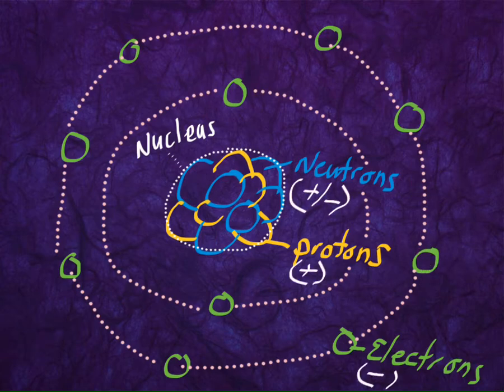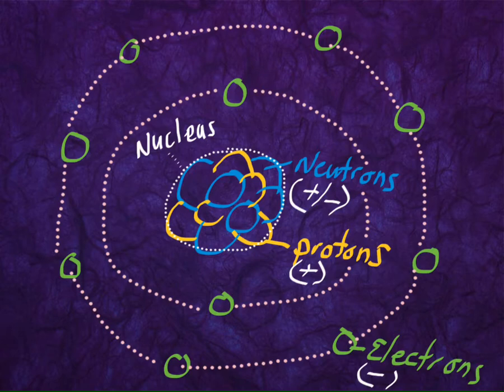So here are some of the charges. You have the neutrons, which have no charge. That's what the plus and the minus stand for. They are equal, zero, balanced charge. They have no charge on them at all. And then you've got the protons, which are a positive charge. And then you have the electrons, which are a negative charge.